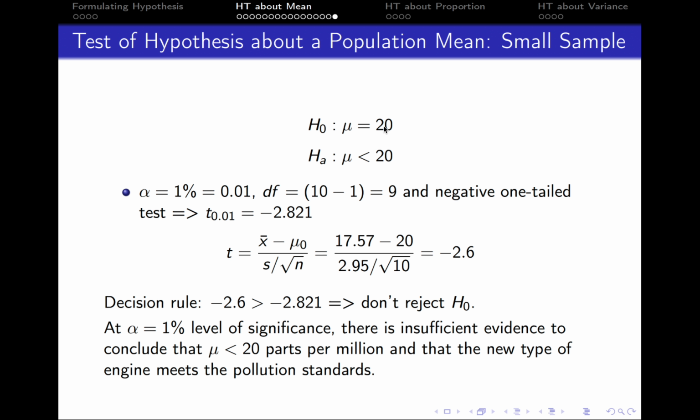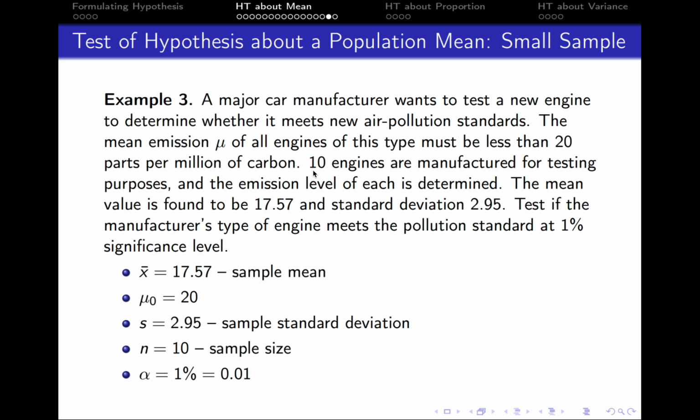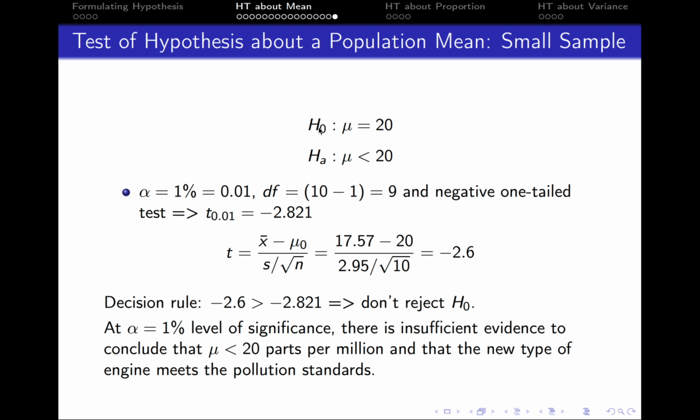So the null hypothesis is always some equality, and in this case that the true population mean is equal to 20. And the alternative hypothesis should be that the population mean is lower than 20, and we know this from this sentence, that the mean emission of all engines of this type must be less than 20 parts per million of carbon. So as you can see, this will be a negative one-tail test. The level of significance is 1% or 0.01.